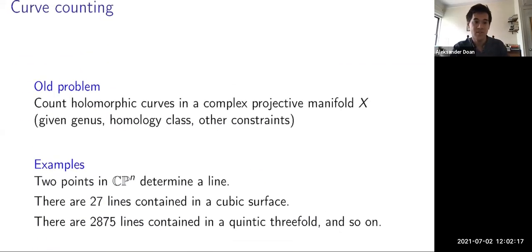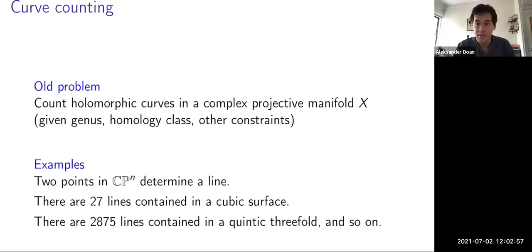Let me begin with some motivation. This is an old problem in algebraic geometry, studied in the 19th century by the Italian school of algebraic geometry, Grassmann, Schubert, and people like that. Take a complex projective manifold X, and how many holomorphic curves are there in that manifold? Perhaps you want to fix the genus or a homology class that these curves represent, or maybe you want to require that these holomorphic curves pass through certain constraints, so points or other submanifolds. And this is the subject of enumerative geometry.